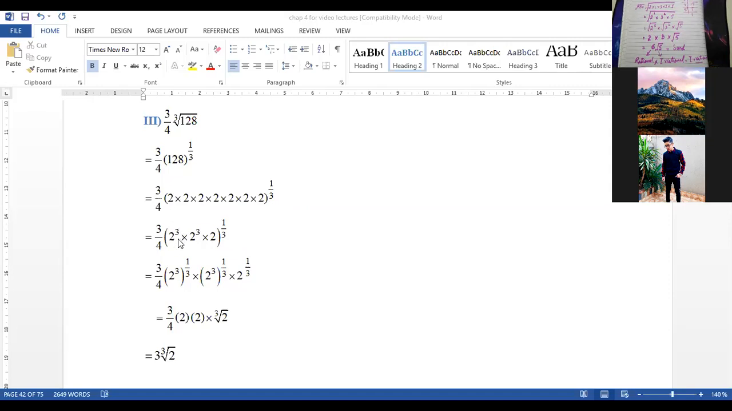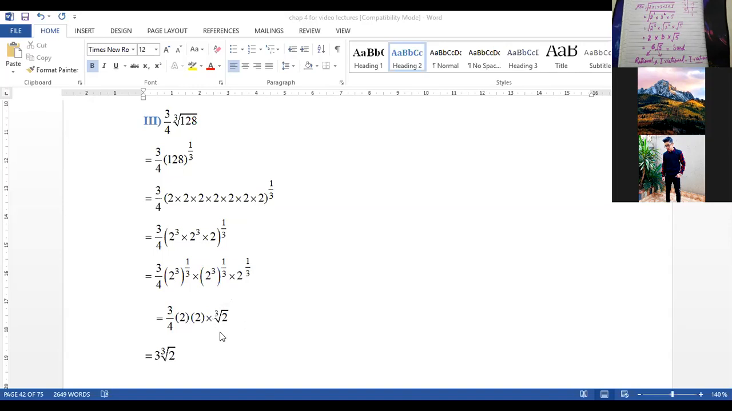Like 2 raised to power 3 is one pair, 2 raised to power 3 is the second part of the pair. So this 3 and this 3 can be worked out with power 1 by 3. As you can see, 3 times 1 by 3, both of these 3's will be cancelled, and you will generate only 2 from here and 2 from here. But this single term, which is 2 here, will be kept with exponent of 1 by 3. So it will be written as 2 cube root, like this one.